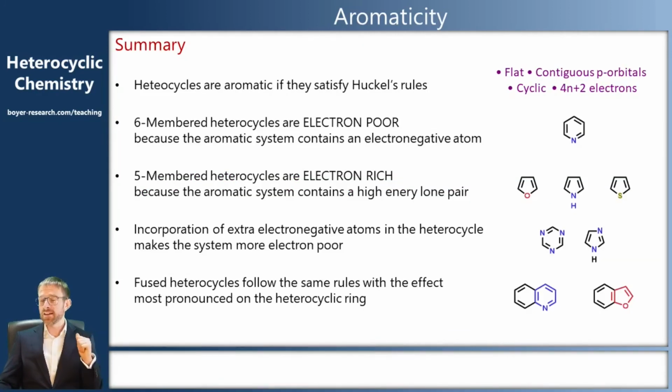So, in summary, heterocycles are aromatic if they satisfy Huckel's rules: flat, contiguous p orbitals, cyclic, and 4n plus 2 electrons. However, in 6-membered heterocycles, we use an electronegative element to build the aromatic system, so these systems are electron poor. In 5-membered heterocycles, we use a high energy lone pair to build the aromatic system, so these are electron rich. These effects stack, such that the addition of extra electronegative atoms in a heterocycle makes the system more and more electron poor.